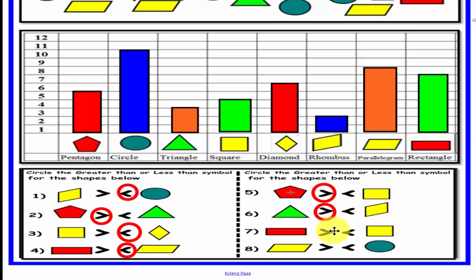The rectangle was 5 and the square was only 4. Here we have the circle is 10 and the parallelogram was only 8. Okay, well, hopefully your answers matched ours, and we would like to thank you for watching our video.